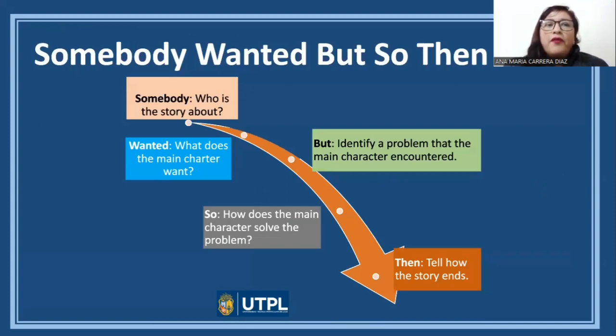Okay, the fourth and last strategy is somebody, wanted, but, so, then. Like the previous one, this strategy follows a chronological order. Each question represents an essential element of a story. As we can see in the graph, there are 5 questions.